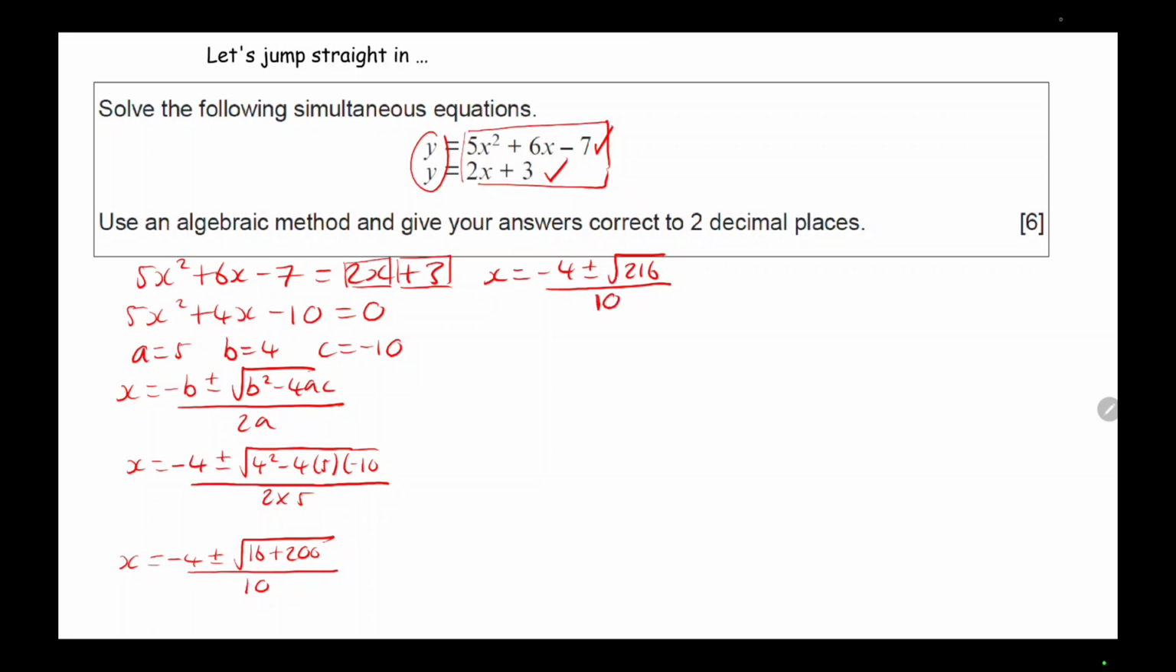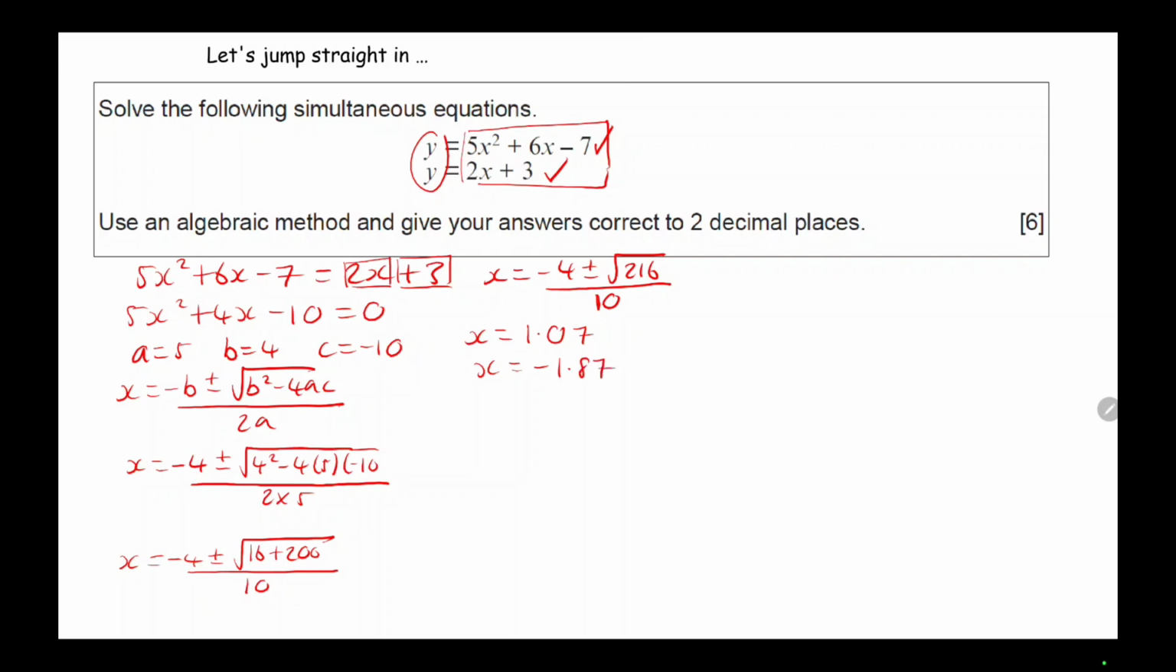Now you can run this on your calculator to see what two solutions you get. After a bit of number crunching, you get the two following solutions. Remember, it wants the answers to two decimal places. The first one is 1.07. The second one is minus 1.87.